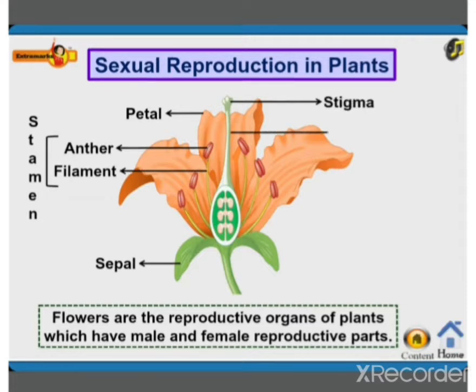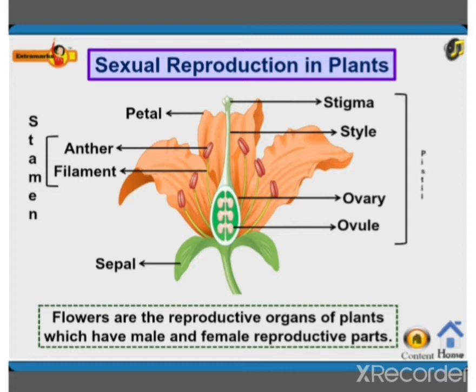Stigma, style, ovary, ovules. These are collectively known as pistil, which is the female reproductive part of the flower. The structure of a flower can be viewed in detail with the help of the following animation.